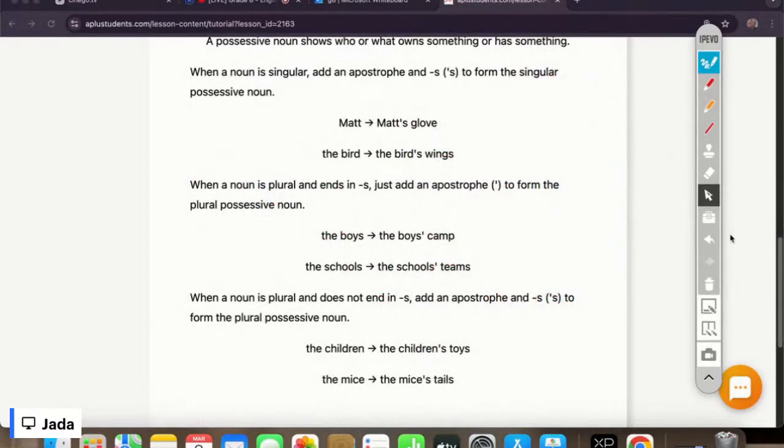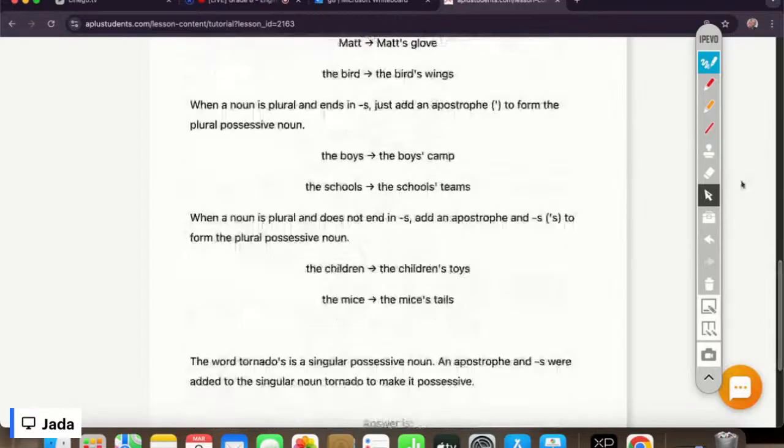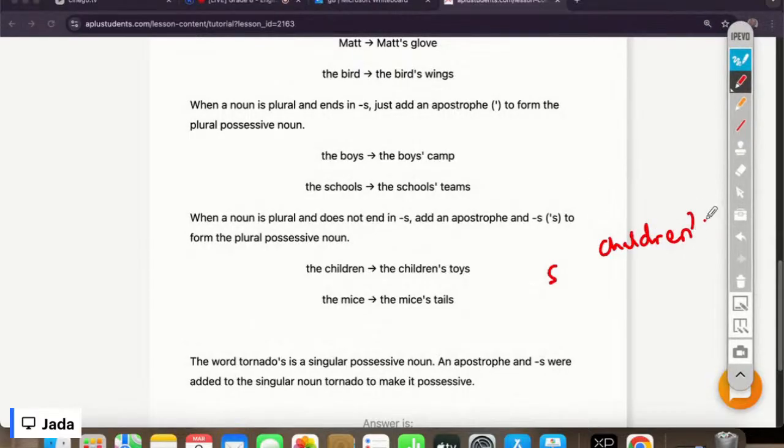Now, when a noun is plural and does not end in s, you have to add an apostrophe and s to form the plural possessive noun. So you know we have plural nouns that don't end with s. So just like children, it's plural, right? But it doesn't end with s. So we have to put apostrophe and s. Or men, it's plural, no s. We put apostrophe and s. Okay, so we have the children's toys, the mice's tails.